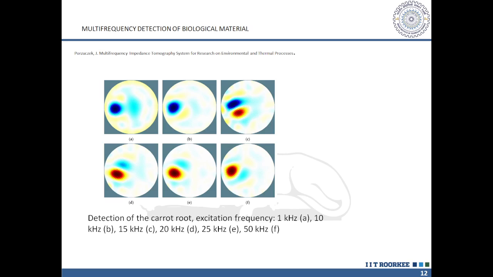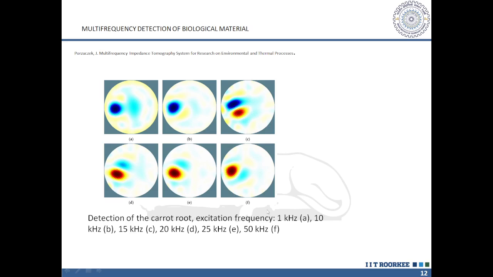if we are increasing or changing the frequency of the input applied current, then how the image we are getting changes, and why it changes. Means by changing the frequency, we are getting a different image of the same body. So here you can see this is the image of the carrot root with different frequencies.